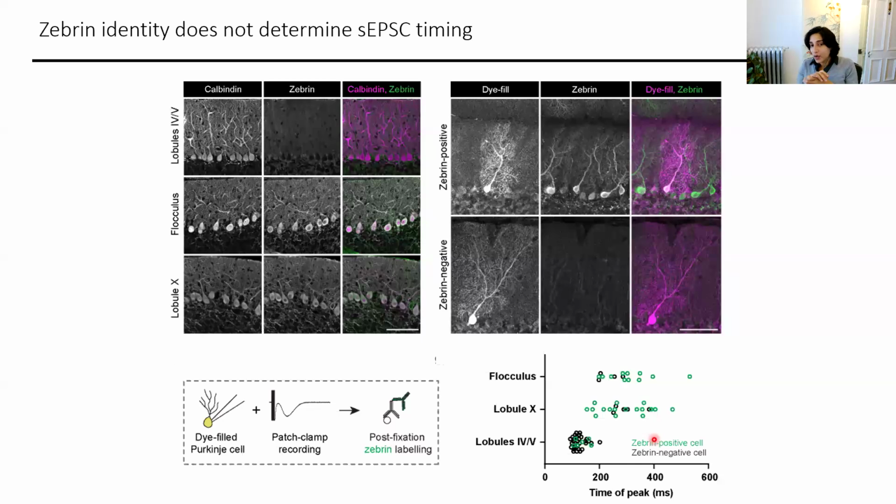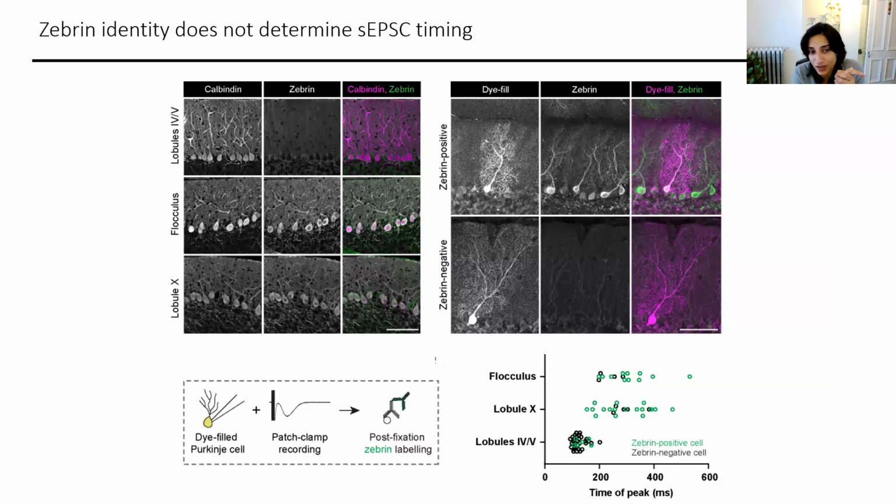And so what these data from Ria suggested to us was that while there is a broad correlation with zebrin identity, because these lobules are largely zebrin negative or largely zebrin positive, the zebrin identity of a Purkinje cell is not predictive of its timing. We cannot just say, okay, this is a zebrin positive cell, it's going to have a long delay, and this is a zebrin negative cell, it's going to have a short delay. That did not work. A zebrin positive cell in lobule 4-5 was still tightly timed to the shorter delay. It's still a short delay cell.